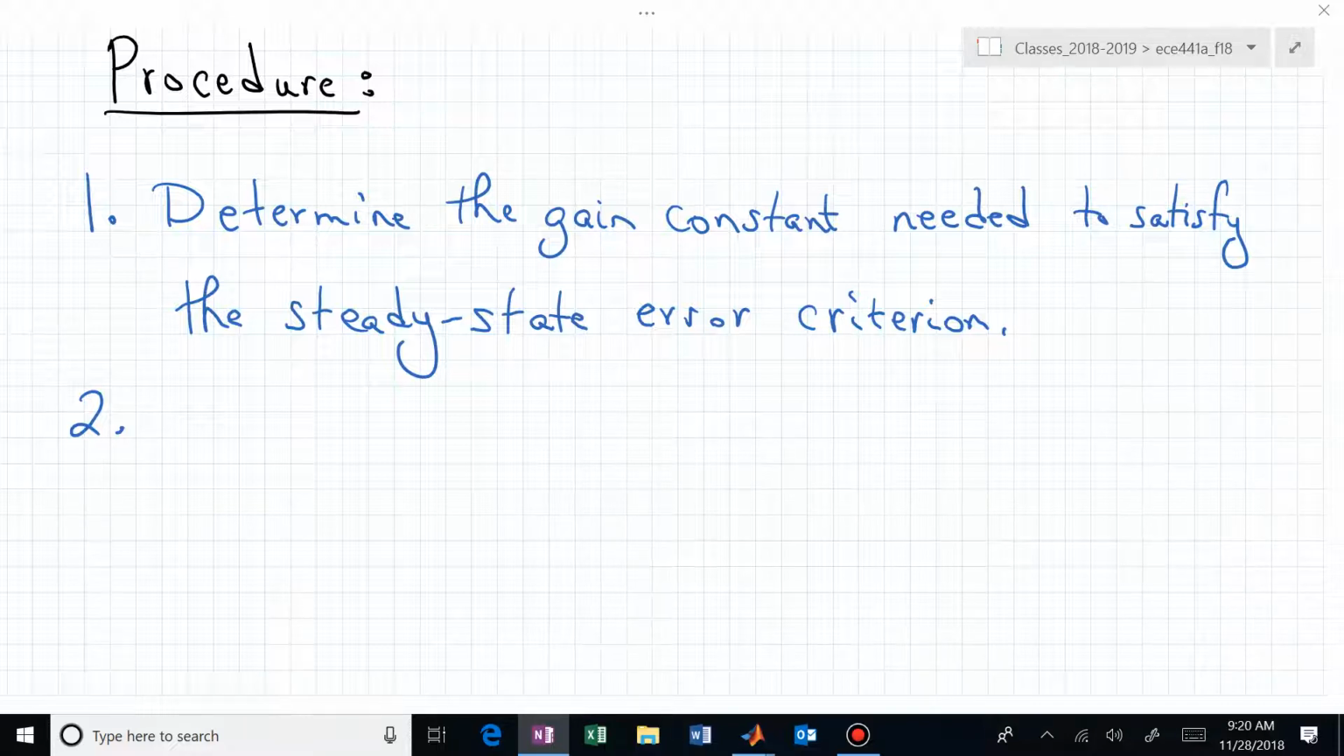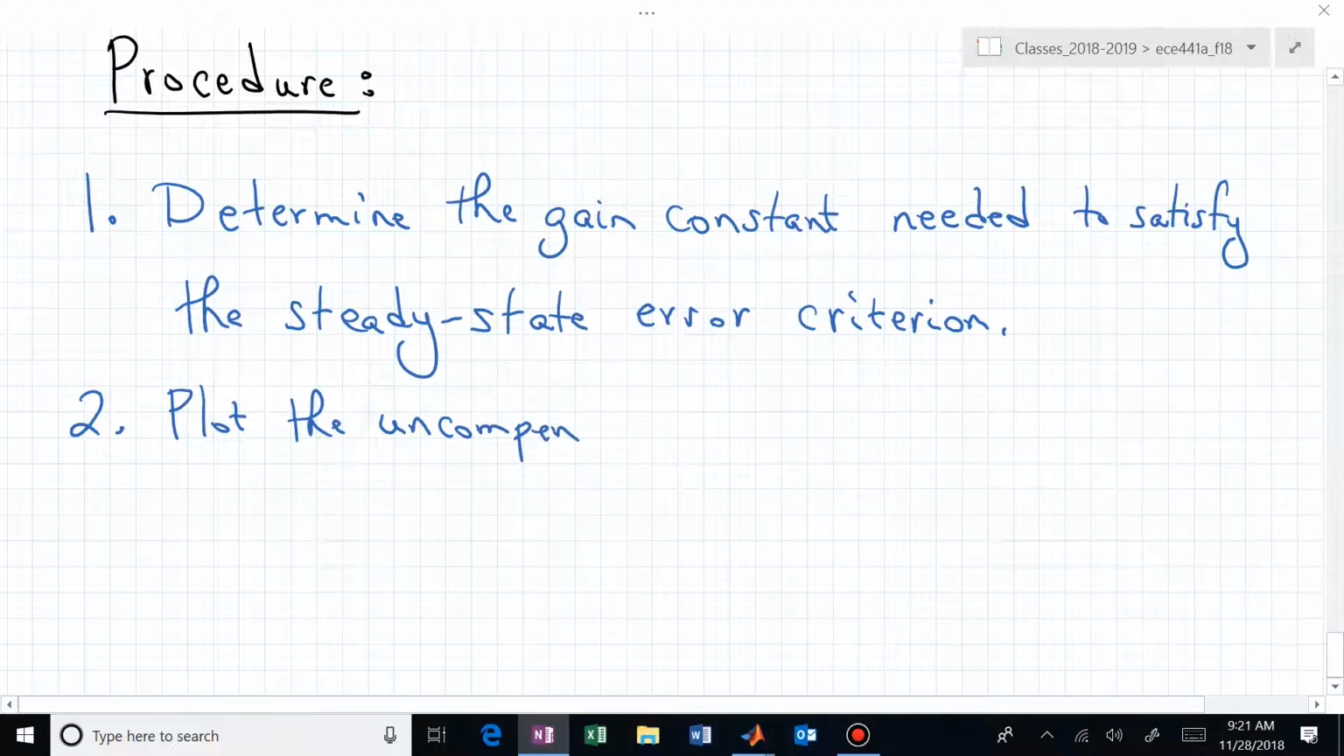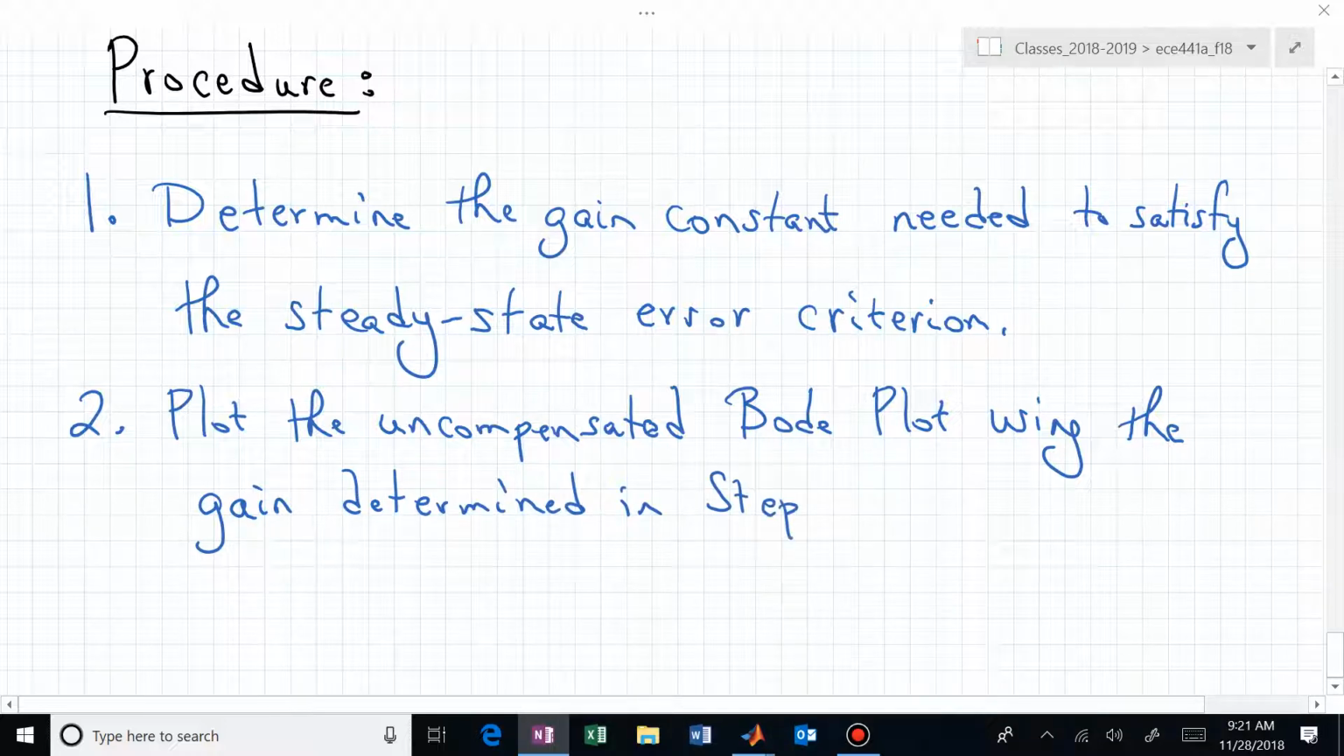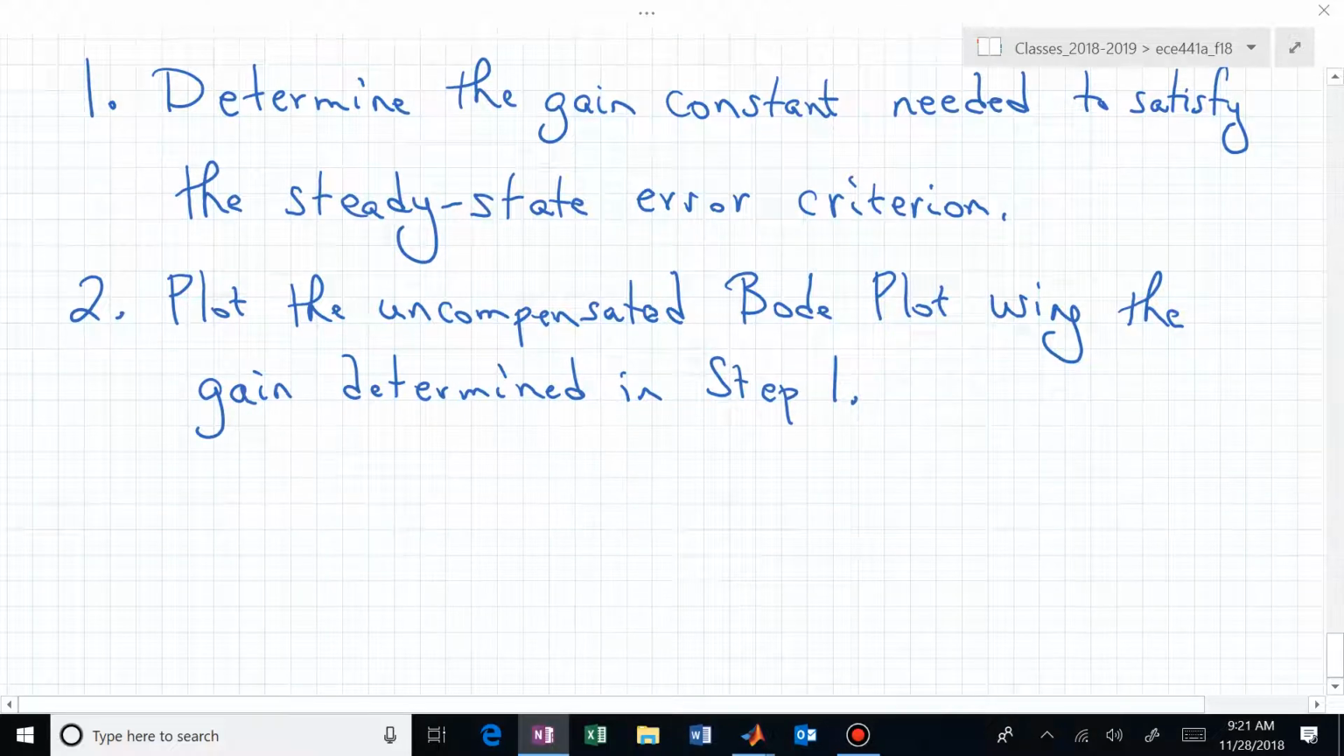Now we simply draw the Bode plot. We now plot the uncompensated Bode plot, although this requires the gain from step 1, using the gain determined in step 1. Those are identical steps to the phase lag.